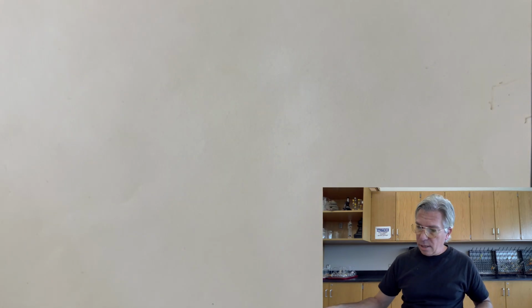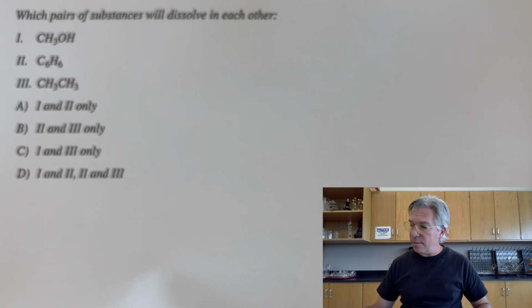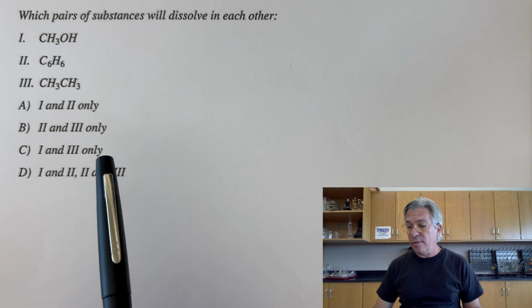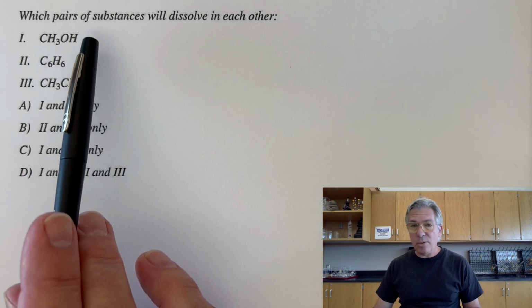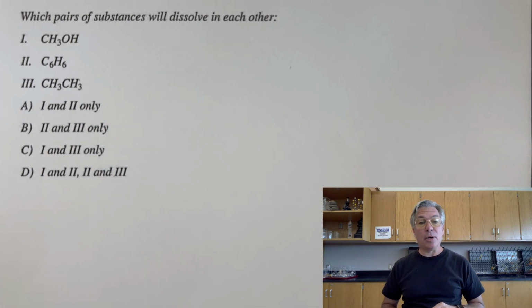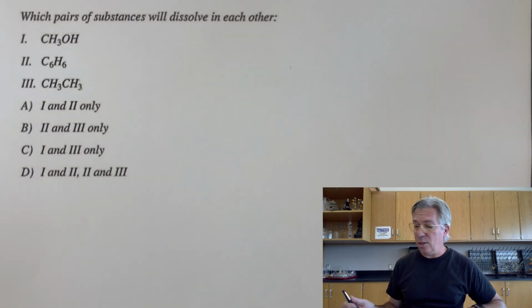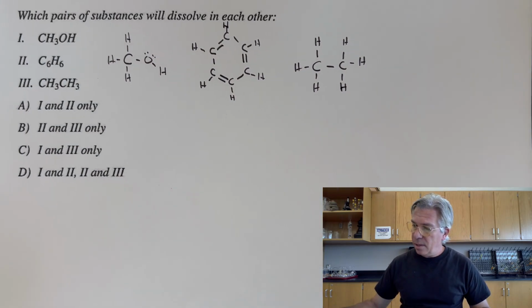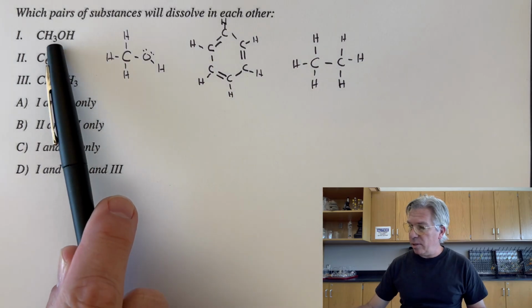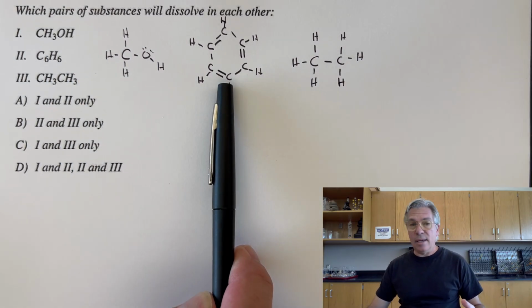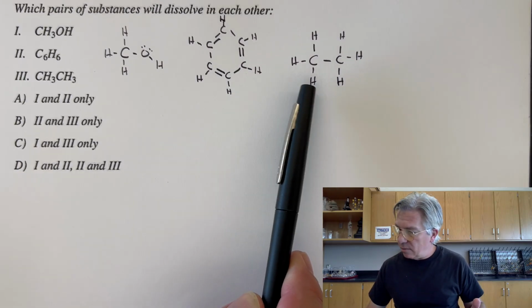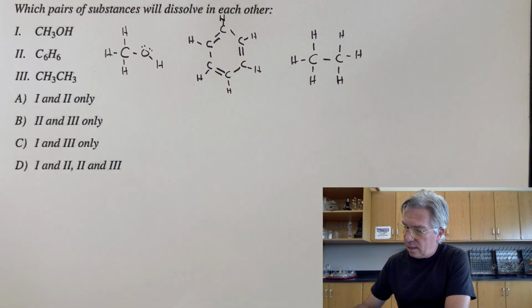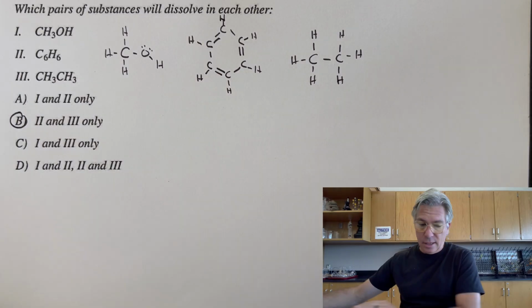Okay, a couple more pause the video moments. Which pairs of substances will dissolve in each other? So you have to decide, are these polar and nonpolar, and which ones will go together? Take a moment, pause the video, draw them if you need, and meet you back here in a sec. And if you draw them, you find that this one is slightly polar, these two are nonpolar, and so these two will dissolve in themselves. That's 2 and 3, and my choice then is letter B. So hopefully you got that correct. If you did, congratulations.